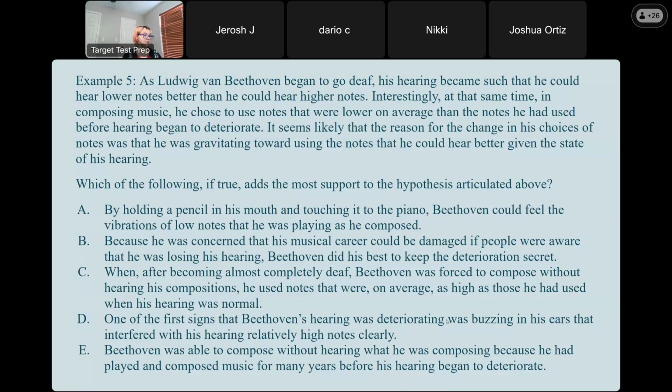And E, Beethoven was able to compose without hearing what he was composing because he had played and composed music for many years before his hearing began to deteriorate. Same sort of deal. We already know that he was composing as he was going deaf and after he was going deaf, according to this one. But we don't need to know that he was still able to compose. It says right here in the passage he was composing.